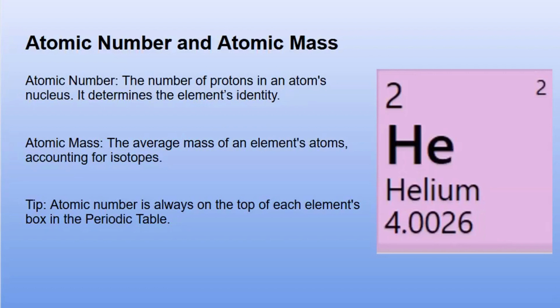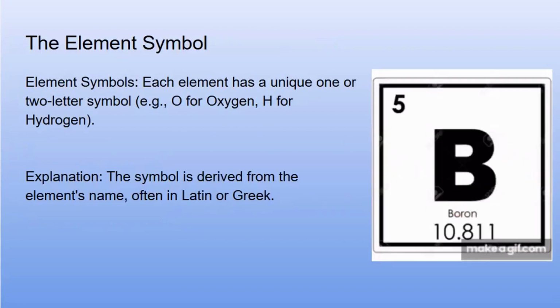Next point is atomic mass. This is a little trickier. Atomic mass is the average mass of an element's atom, which accounts for the different isotopes of that element. Isotopes are versions of an element that have the same number of protons but different numbers of neutrons, giving them slightly different masses. So the atomic mass we see on the periodic table is an average based on the abundance of each isotope. Here's a helpful tip. You will always find the atomic number at the top of each element's box in the periodic table, while the atomic mass is usually listed just below it.